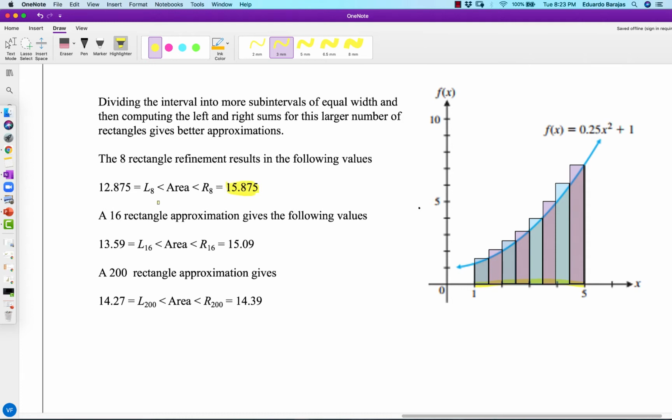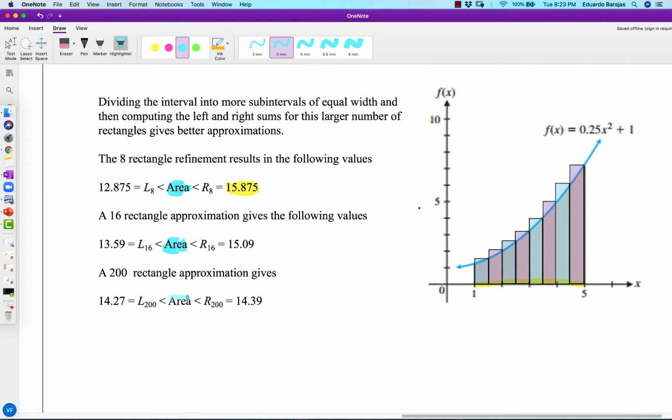Even though it's not displayed, here is the result of using 8 rectangles and the left-hand rule. And the point is that our real answer is somewhere between the two. The real area is trapped in the middle of this 3-part inequality. It's somewhere between 12.875 and 15.875. If we up our game and use 16 rectangles, then we can see that the real area now is greater than 13.59 but less than 15.09.